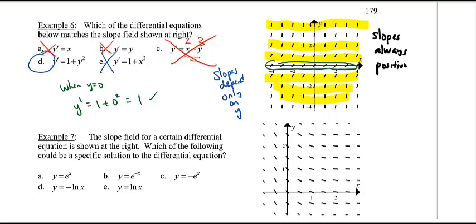Now, for example 7, it's another slope field graph, but now I'm saying the slope field for a certain differential equation is shown at the right. Okay, but I didn't ask you for the differential equation. I said, which of the following could be a specific solution to the differential equation? Meaning, I don't want dy/dx. No. I want the solution to it, meaning I want y equals.